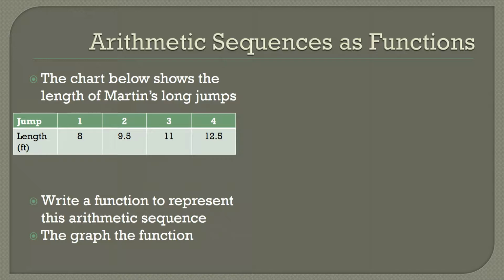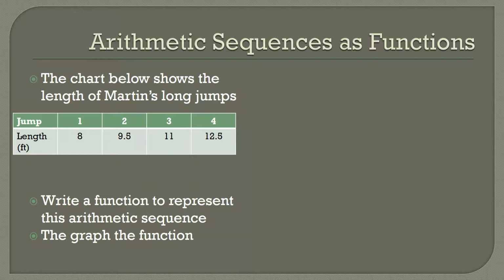And we see here that on his first jump, he jumped 8 feet. On his second jump, he went 9.5 feet. Third jump, he went 11 feet. Fourth jump, he went 12.5 feet. Martin is quite a leaper. And we're being asked to write a function to represent this arithmetic sequence.